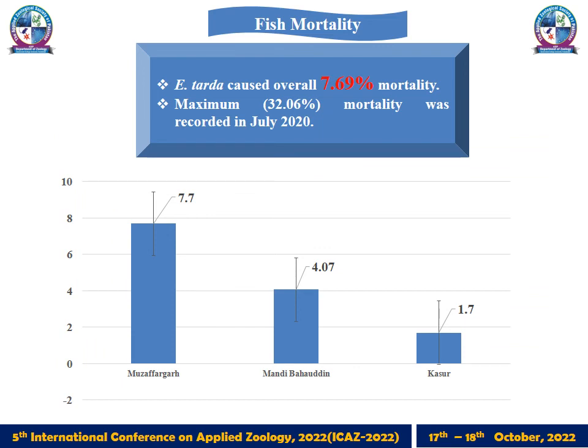And this is the mortality. Highest mortality was recorded in the fish farm of Muzaffargarh, that was recorded as 7.7%, and Mandi Bahauddin 4.07%, and that of Kasur was 1.57%, and overall mortality was recorded as 7.69%, and maximum mortality was recorded in the month of July, that was 32.06%.